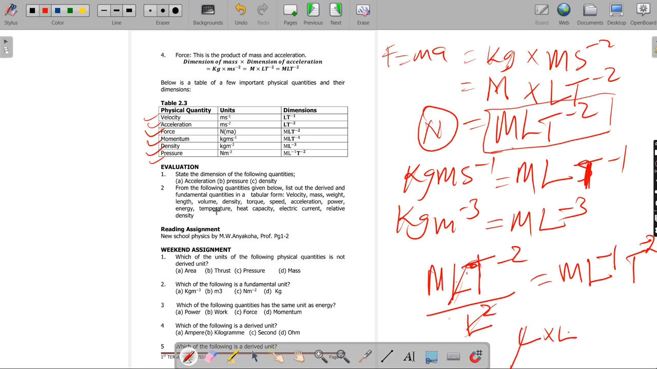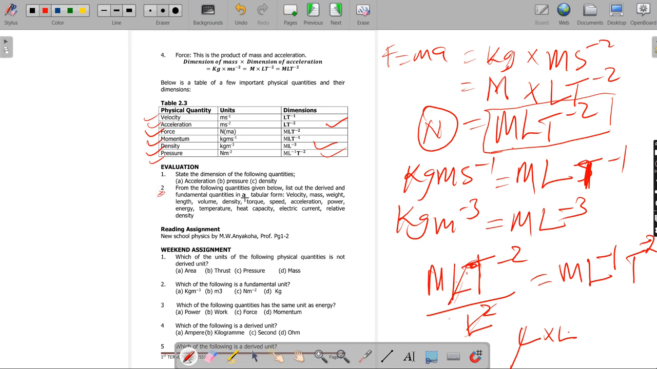So now we're done with that. So we get to the evaluation. State the dimension of the following quantities. Acceleration. Okay, so we have this here, right? But try to close this video and answer these questions. Pressure. Okay, pressure too is here. And density. So try to derive this yourself, because these are questions you are expected to be able to answer based on what we've covered.